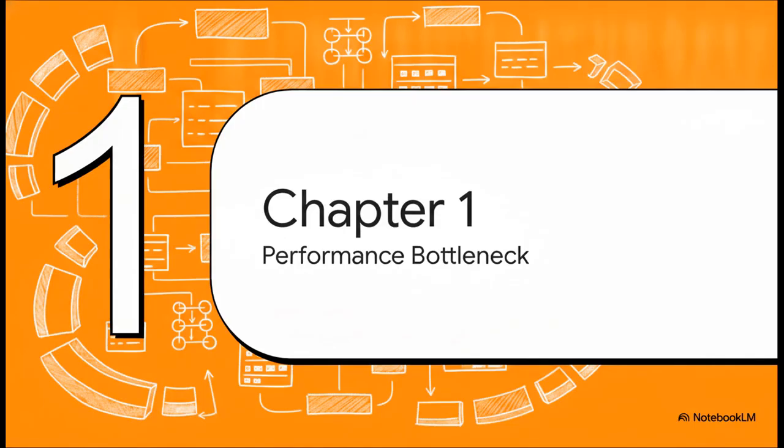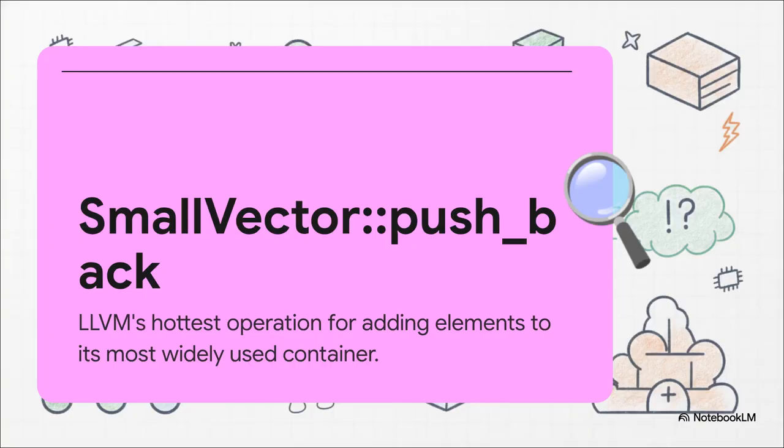Okay, let's dive into Chapter 1, the Container Performance Bottleneck. To really get this, we need to look at LLVM. It's the compiler infrastructure powering a huge chunk of modern software. Its go-to container is called small vector, and its absolute hottest operation is pushback. That's the command you use to add an element to the end of the vector. Now here's the golden rule of container optimization. The fast path has to be lightning fast.